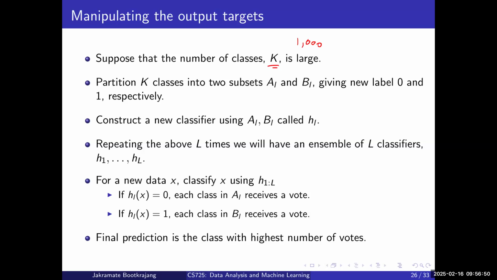So what can we do? We can reduce this K into a smaller number. And the way that we do it is we partition the K classes into two subsets, A and B.